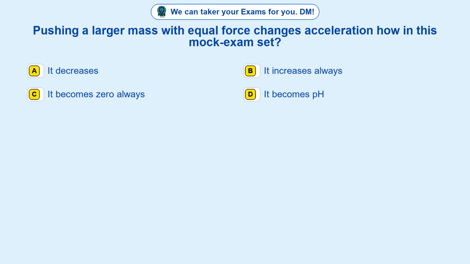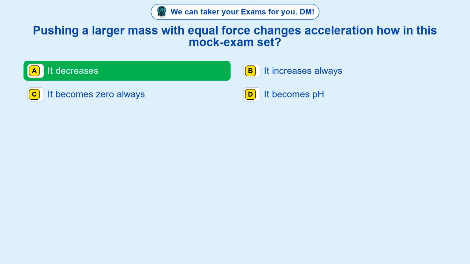Question 58. Pushing a larger mass with equal force changes acceleration how in this mock exam set? Option A, it decreases. Option B, it increases always. Option C, it becomes zero always. Option D, it becomes pH. The correct answer is option A, it decreases.